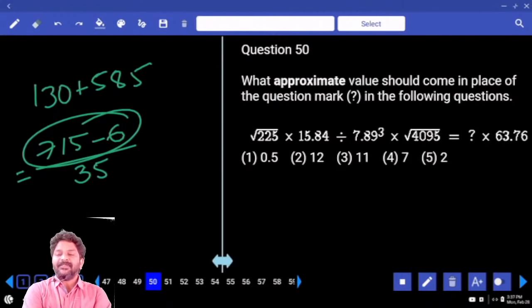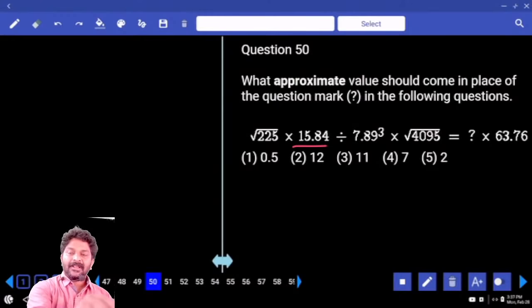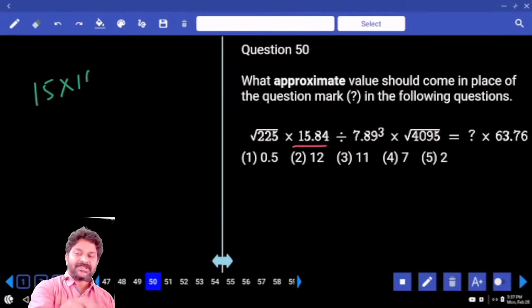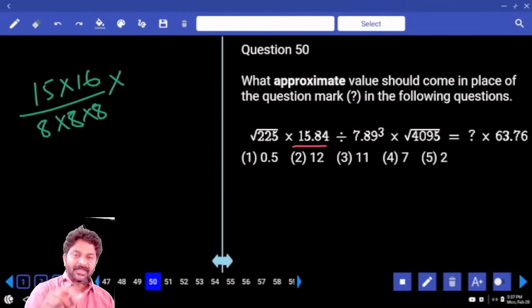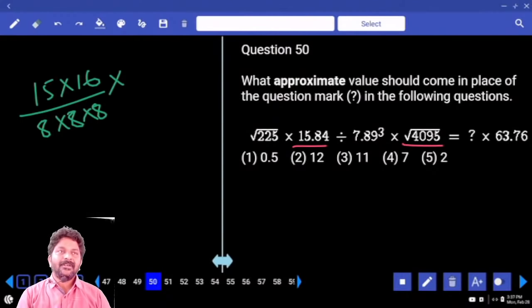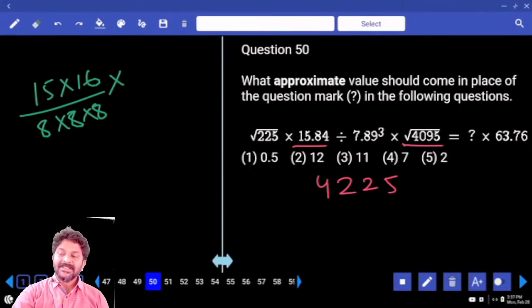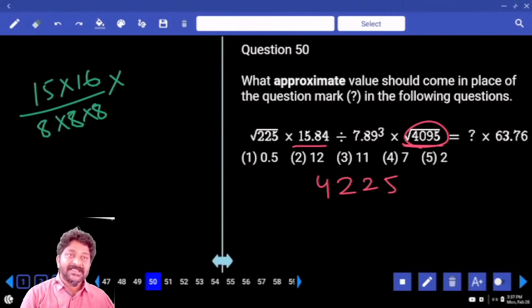Under root of 225. 15 into 16. Let me write it as 15 into 16 only. Divided by 8 cube. Can I write it as 8 into 8 into 8 like this? Into 4095. What is 60 square? 3600. 65 square? 4225. This is less than that only. So more than 60, less than 65.